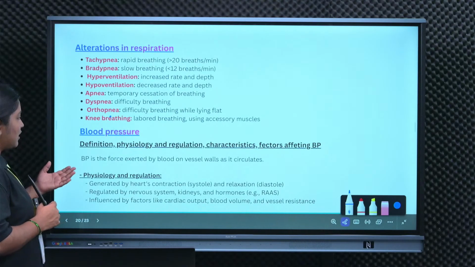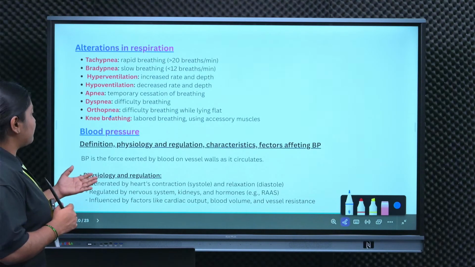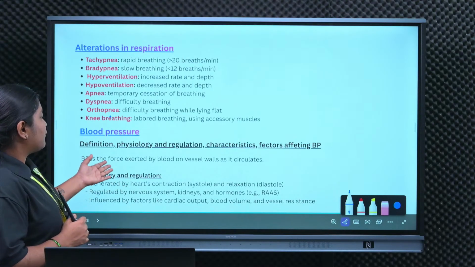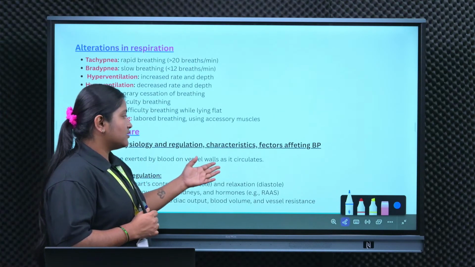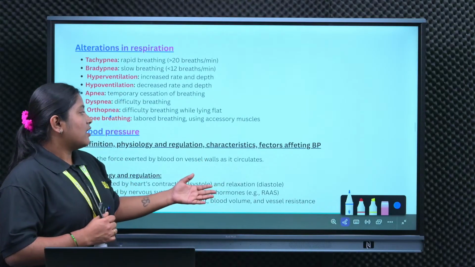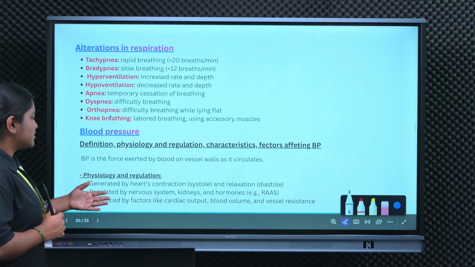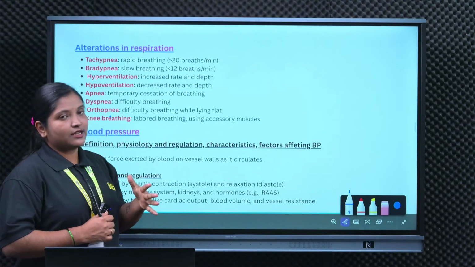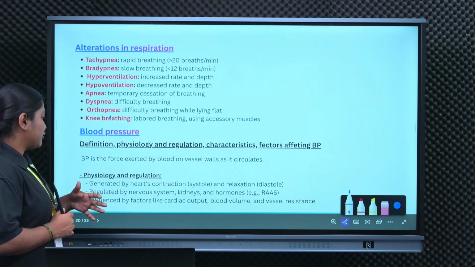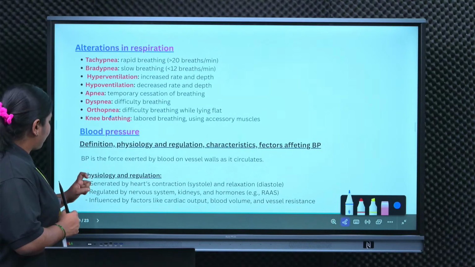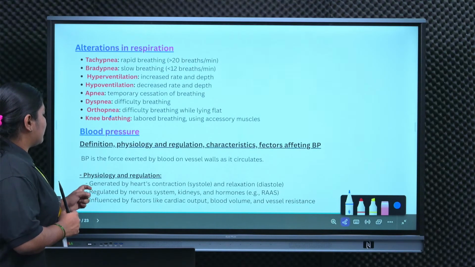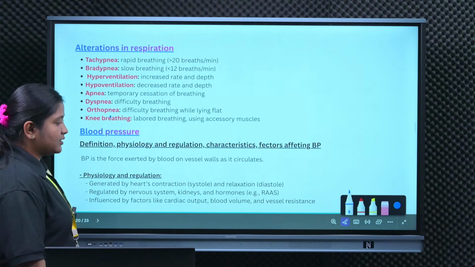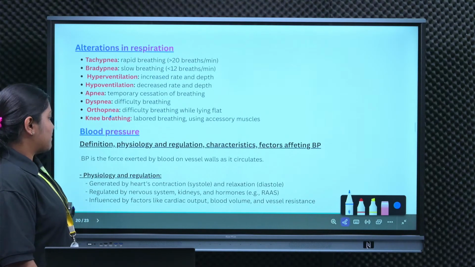Then the next one is blood pressure. Blood pressure is the force exerted by the blood on vessel walls as it circulates. Physiology: it is generated by the heart's contraction, systole, and relaxation, diastole, okay. By the time we check the BP, according to that we take the reading. It is regulated by the nervous system, kidneys and hormones, for example the RAAS.